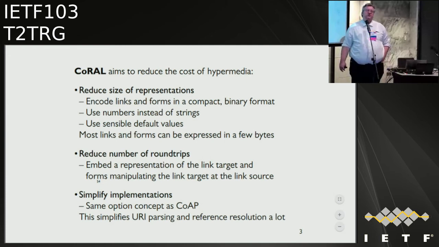Most representation formats have to do something complicated with data before you actually can include them in there. In Coral, you can just dump them in there and use them as they are. So we can put representations of objects into a Coral representation, and the size of the whole representation is reasonable. Links and forms are also encoded in a compact format. We use a lot of numbers instead of strings. We use sensible default values. So usually you come up with pretty concise results.